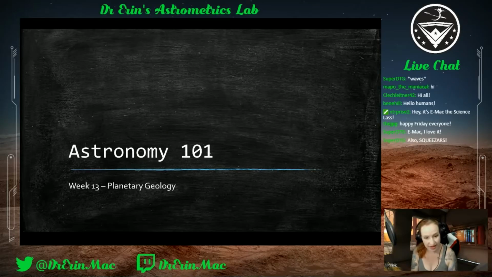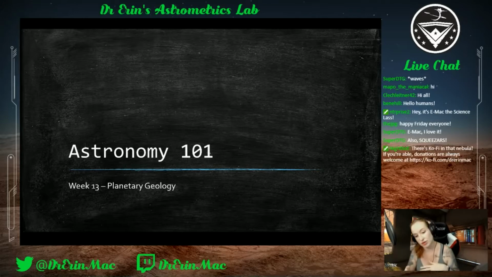All right, so today we are going to be talking about planetary geology, mostly the beginning of it. We're going to go through how the terrestrial planets in general formed, how they're shaped the way they are, what's important about them, and why the surfaces look the way they do.